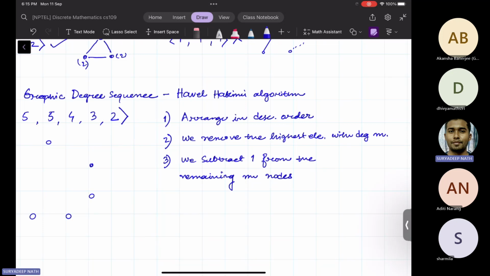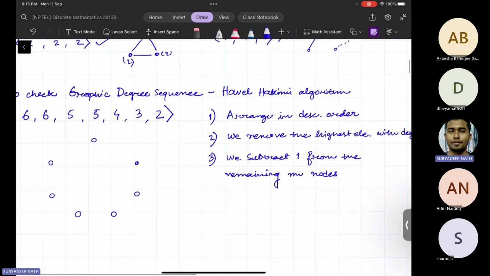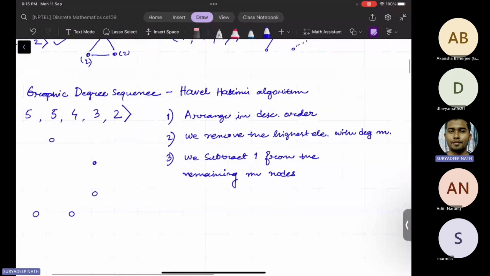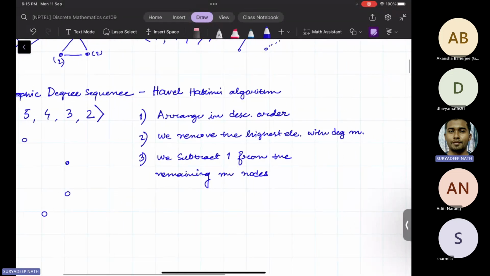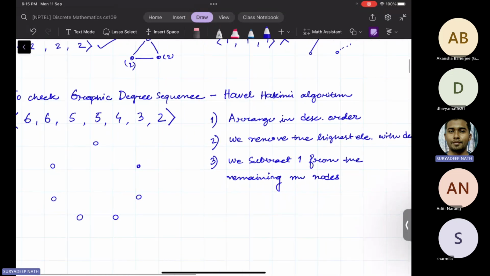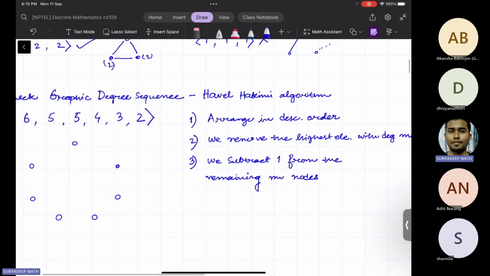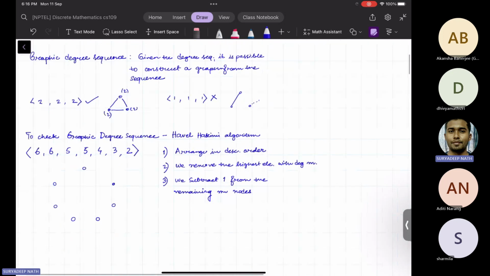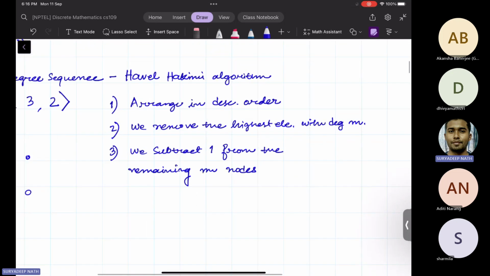So first we remove the highest element. The highest element has degree 6, as you can see, and we subtract 1 from the remaining m nodes. Here m means the remaining 6 nodes, and then we keep on repeating the process. So what it basically is, intuitively, is like this.